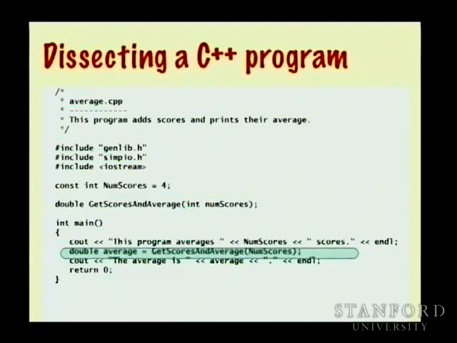The next line is a call to that function we've earlier told it about, but haven't yet seen the code for, that makes a call to get scores and average. It passes the constant num scores and says that's how many scores. It turns out that parameter is used to decide how many iterations to run the loop, requesting values, and then it returns the average of the values entered. And then we take that number, so we stored it in a variable.